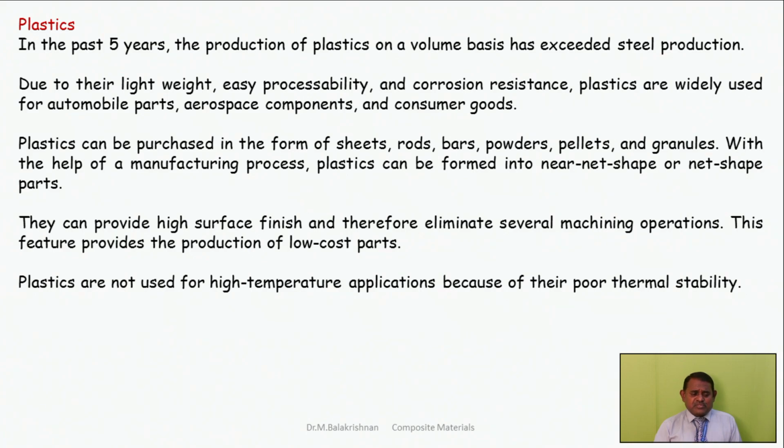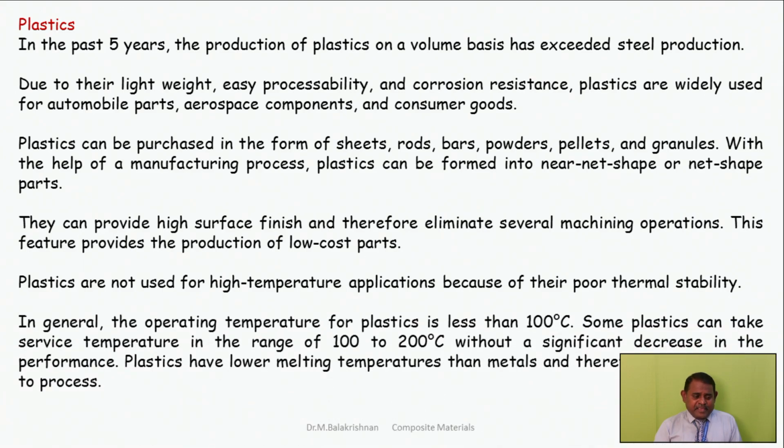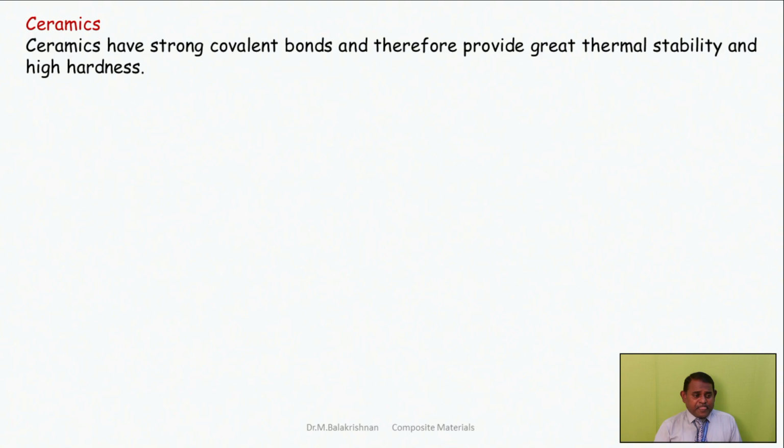Plastics are not used for high temperature applications because of their poor thermal stability. Yes, it is very weak. In general, the operating temperature for plastics is less than 100 degrees Celsius, which is another disadvantage. Some plastics can take service temperatures in the range of 100 to 200 degrees Celsius without significant decreases in performance. And plastics have lower melting temperatures than metals, and therefore they are easy to process.